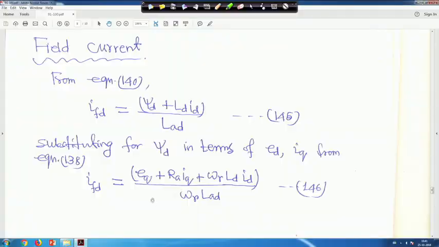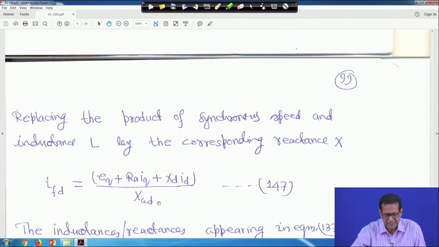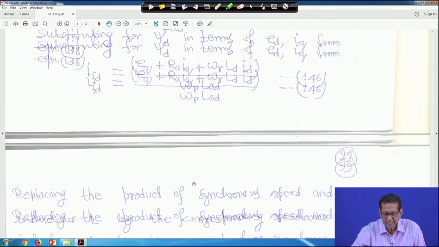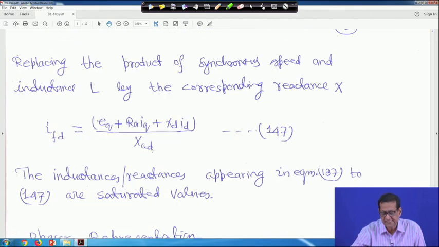Okay. So, this is our IFD equal to this expression, right. Now, this RAIQ is the voltage drop and omega r LQ IQ, right. Generally L omega is reactance, so this term we can make XQ IQ. That is why this IFD equation can be written as EQ plus RAIQ plus XD ID, and omega r LAD, L omega generally being reactance, so omega r LAD is XAD. This is equation 147, right. Now, the inductances or reactances appearing in equations 137 to 147 are saturated values, right.